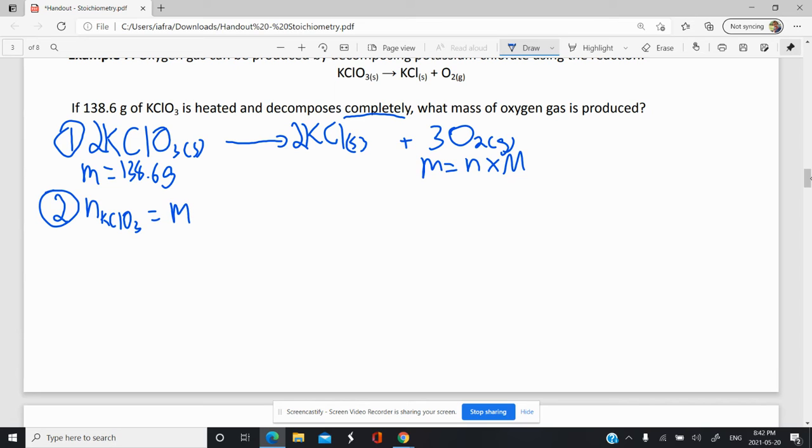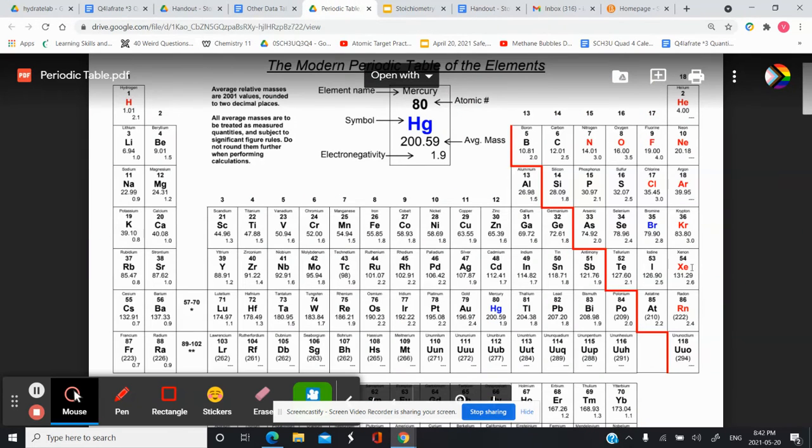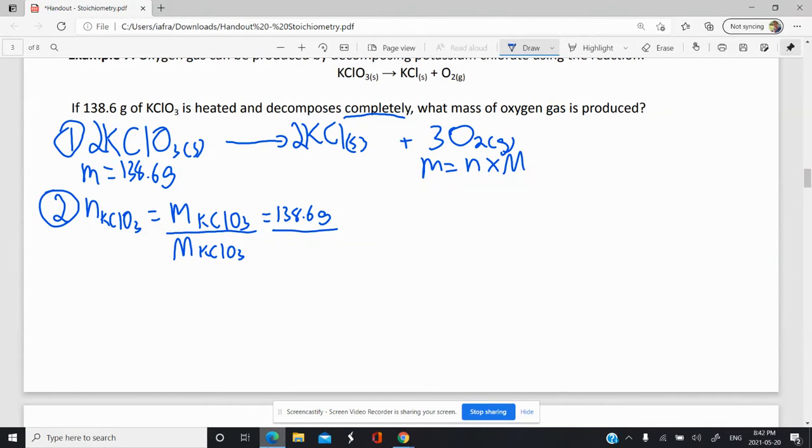is equal to the mass of KClO3 from the question divided by the molar mass of KClO3. And so that's going to be equal to 138.6 grams over the molar mass of KClO3. So if we go to our periodic table, potassium is 39.1. Cl is 35.45, and then 3 oxygens, so that's plus 48 there. So we get 122.55.